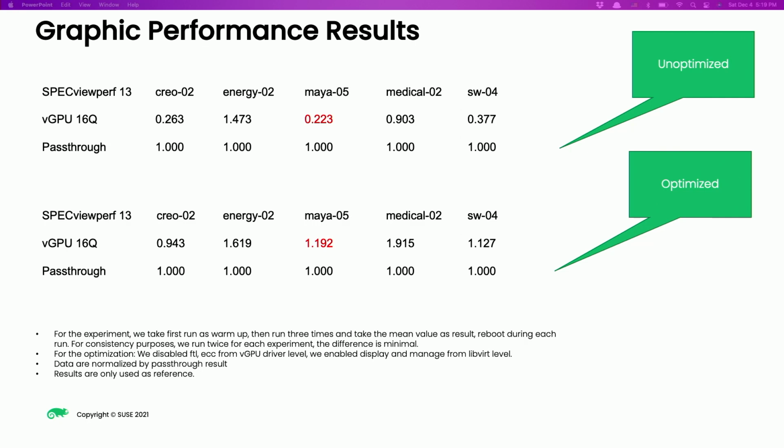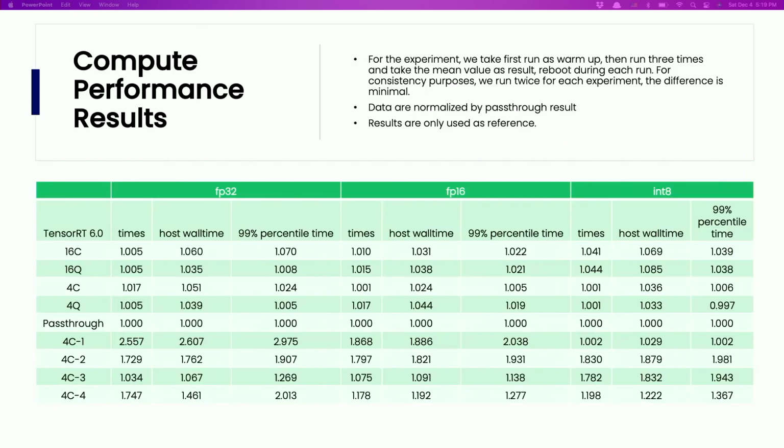We also did some other optimizations, like enabling display at the QEMU level, and disabling ECC. Then we got much better performance, from about 1/3 going to about 120%. That's a huge improvement. And like I said, graphics is just the bonus performance. But the compute performance results are actually quite stable.